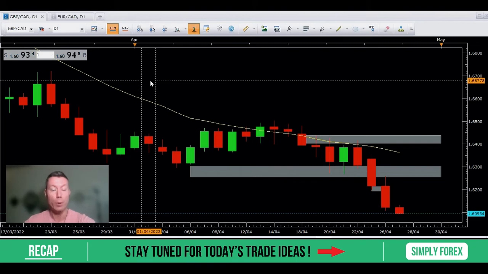Also important to point out, I'm not naked. This is a pink skin coloured t-shirt, okay?